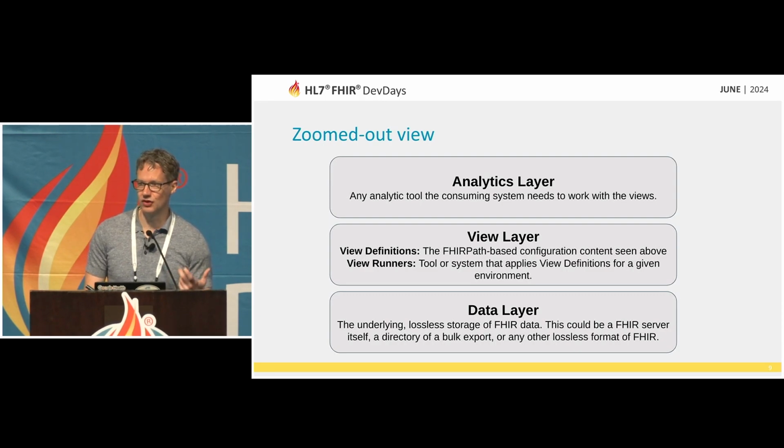And of course, that view runner needs to be built on something, and this is where the data layer comes in. Again, we are agnostic about this. The data layer is just a lossless representation of FHIR data. It could be an actual FHIR service itself, if that meets your performance characteristic needs. It could be a bulk export of ND-JSON files used for a pipeline, or it could be stored in a JSON or a columnar structure in a database. The key is that we can author and reuse and build upon this view layer of content that exists there.